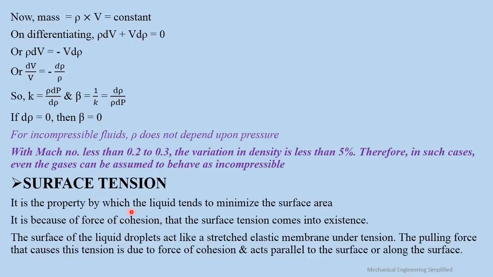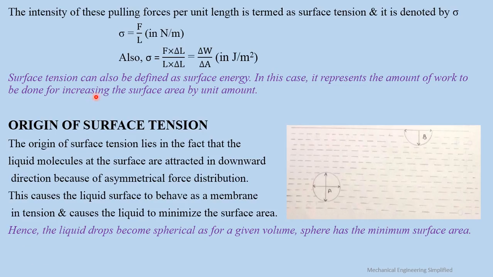That is different from force of cohesion. The surface of the liquid droplets acts like a stretched elastic membrane under tension, and the pulling force that causes this tension is due to the force of cohesion, and it acts parallel to the surface or along the surface. The intensity of these pulling forces per unit length is termed as surface tension.